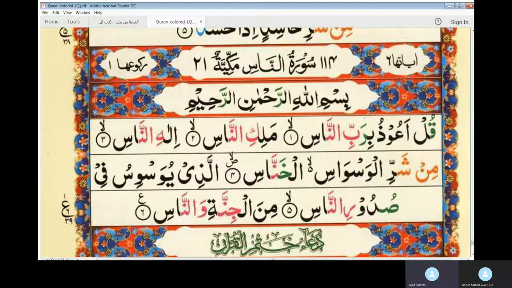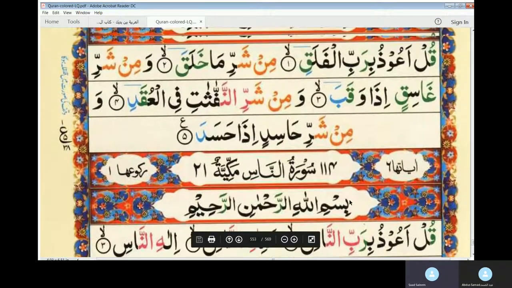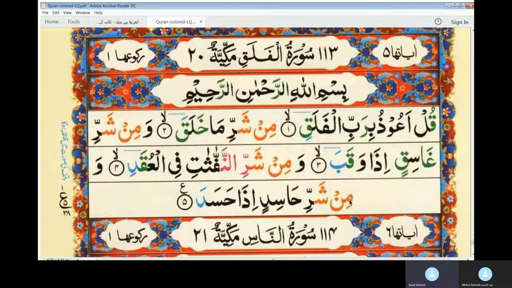What is this line? Yeah, I see. Next we have Surah Falak. Start it.